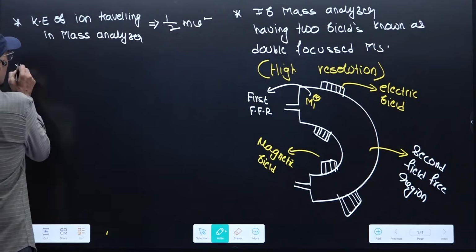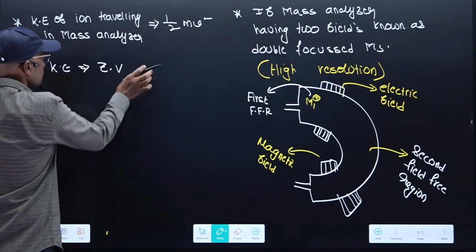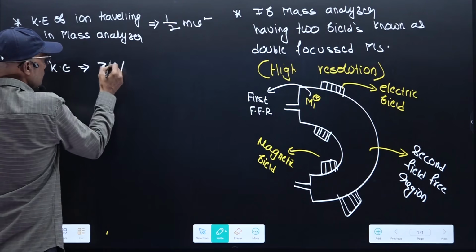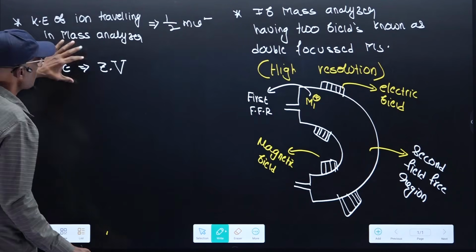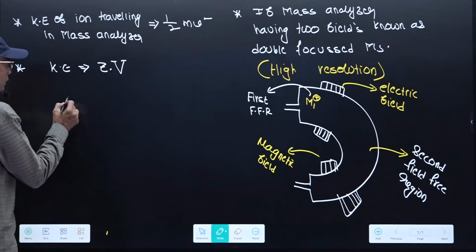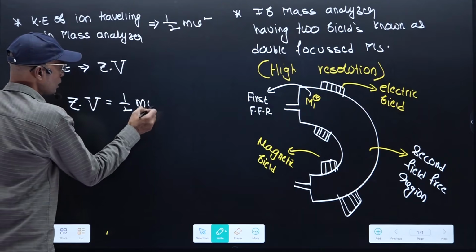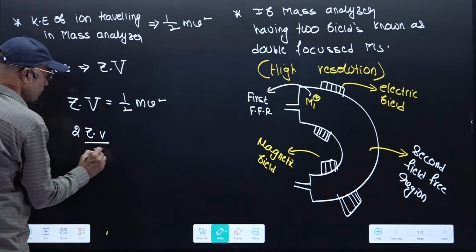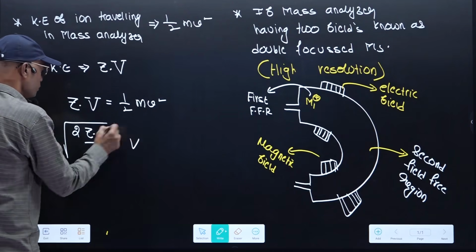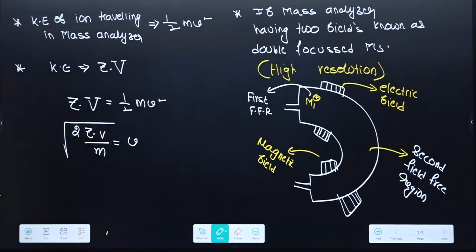Okay, and we know one more formula. Kinetic energy can also be represented by ZV. I will explain what is ZV. Kinetic energy is equal to ZV. So now if you compare these two, it is a kinetic energy of the ion, also called kinetic energy of the corresponding ion. So I can make a relation between these two. ZV is equal to half mv square. If I write these two over here, 2ZV by m is equal to v square. So can I write the direct formula? v is equal to root of 2ZV by m.